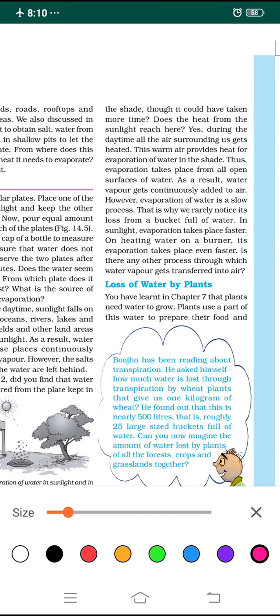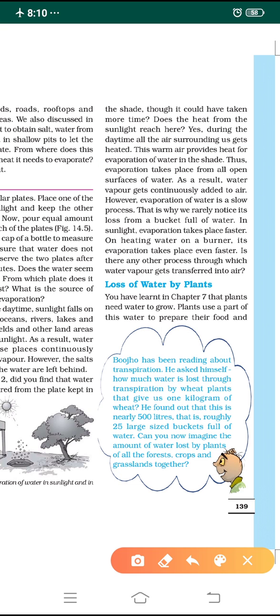Let me explain with some examples. During the daytime, the air in our surroundings also gets heated up. Due to this, the warm air provides the heat for evaporation. Because of this reason, the warm air also provides the heat for what? For evaporation of water in the shade.